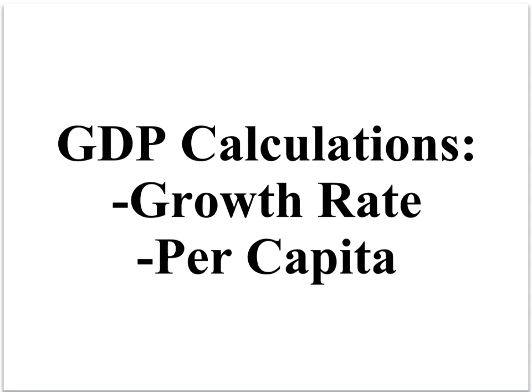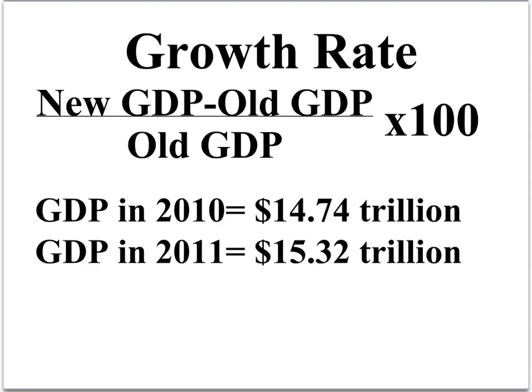We're now going to take a look at two other calculations when we use GDP: the GDP growth rate and the GDP per capita. To find GDP growth rate, you have to take the new GDP, the GDP that's closer to the year that you're currently in, minus the old GDP, divided by the old GDP, times 100.